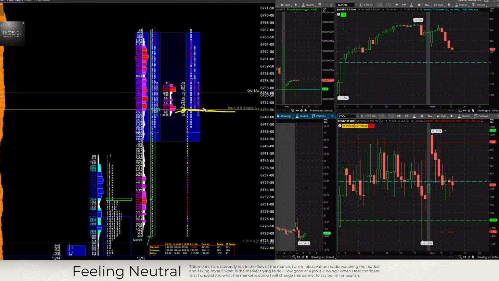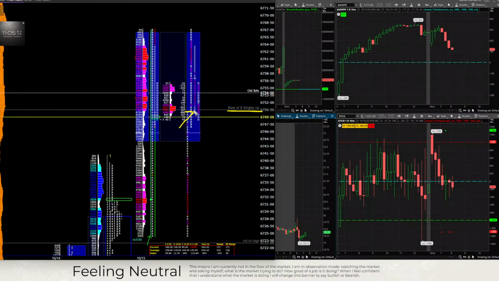So what happens? Well, first off, that becomes a magnet for price to come back to it. And second off, it often acts as support, which it was in the C period. Look where it bounced. It bounced exactly on that A period high. It bounced exactly on the base of the single prints.